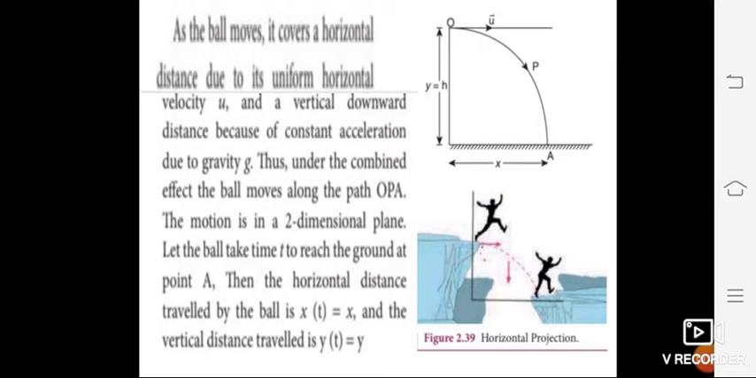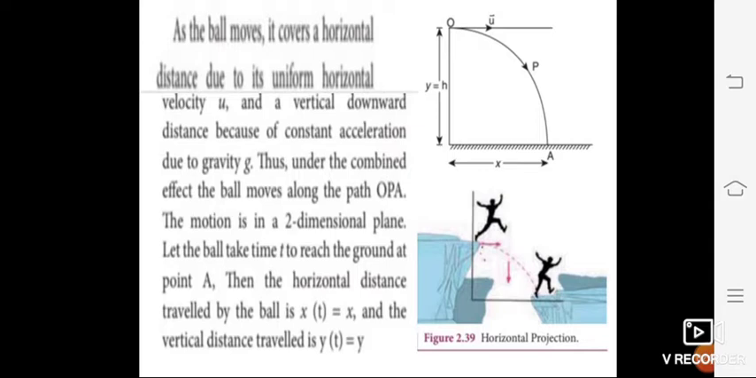We already discussed projectile motion. It is a combination of two velocities. One is a uniform horizontal velocity, and another is a uniformly changing vertical velocity, increasing or decreasing. So like this, under the combined effect, the ball moves along the path OPA. The motion is in a two-dimensional plane. There is displacement in the x-axis and y-axis. So this moves in a two-dimensional plane.